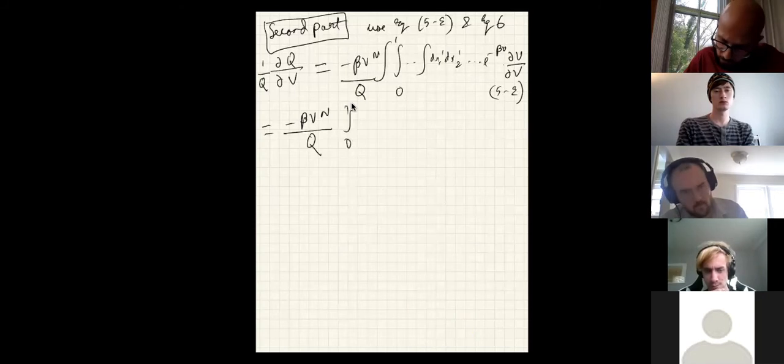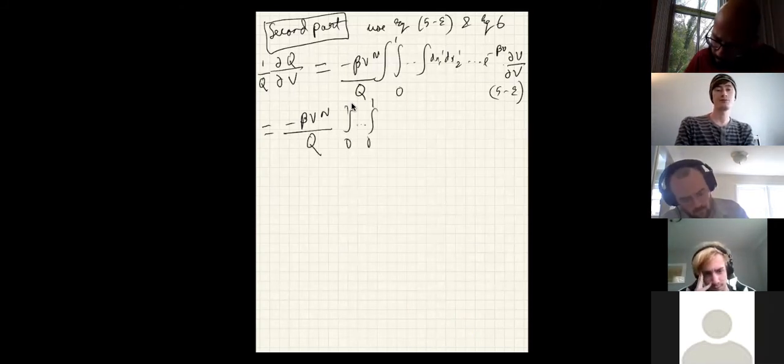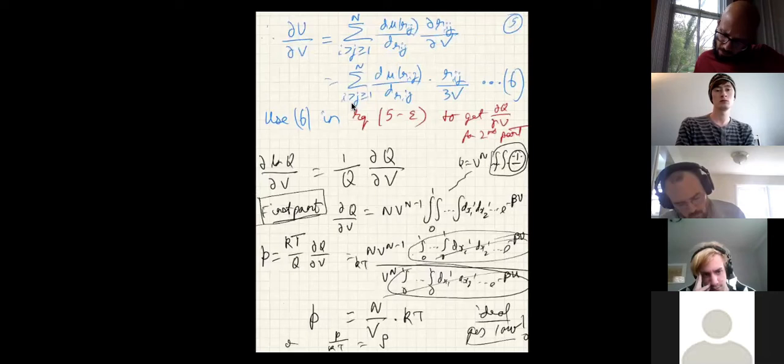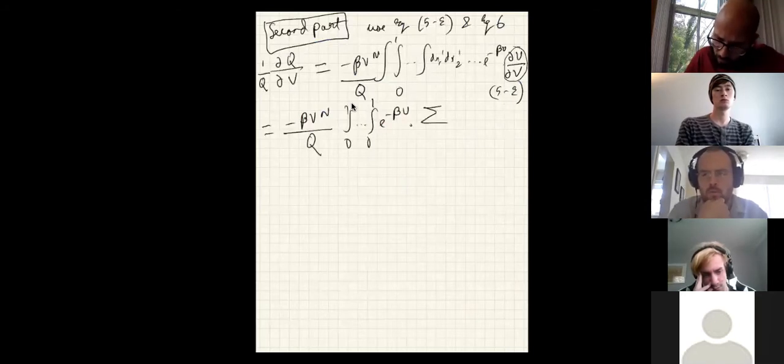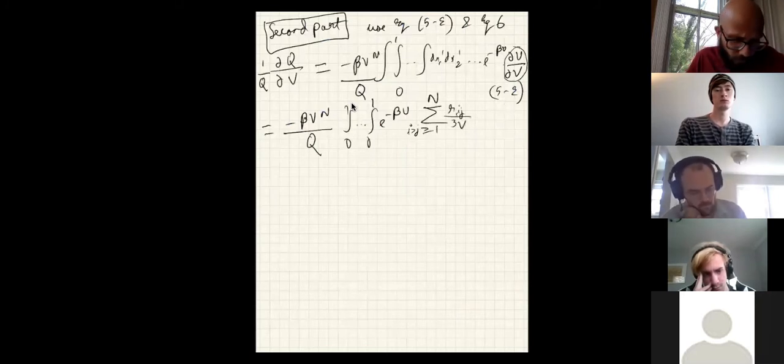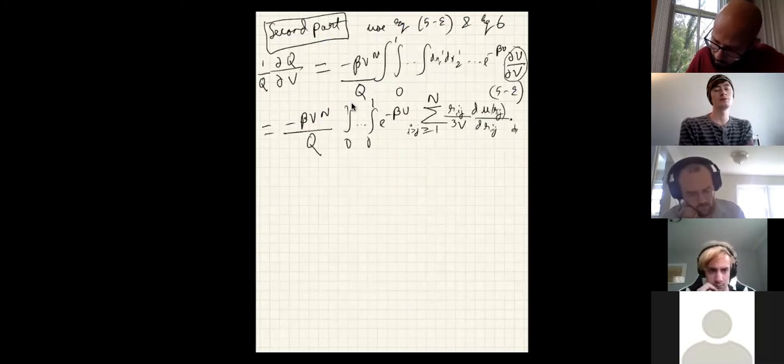Zero to one, zero to one. Let's bring the e to the power minus beta u over here. And this partial u by partial v, we just calculated to be equal to a sum over this thing. So let's write that down over there. Summation, i more than j more than or equal to 1 till capital N, Rij by 3 volume, du Rij by drij, and all of this is dx1 prime, dx2 prime, dot, dot, dot.